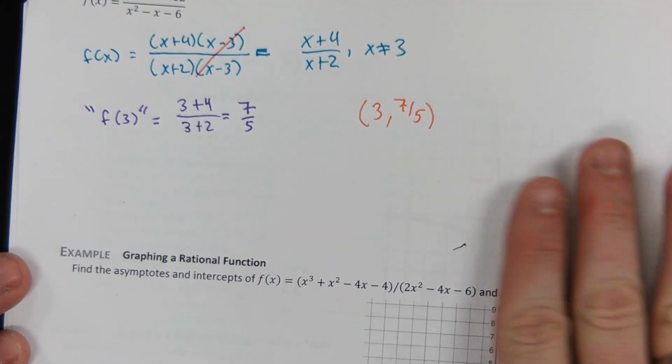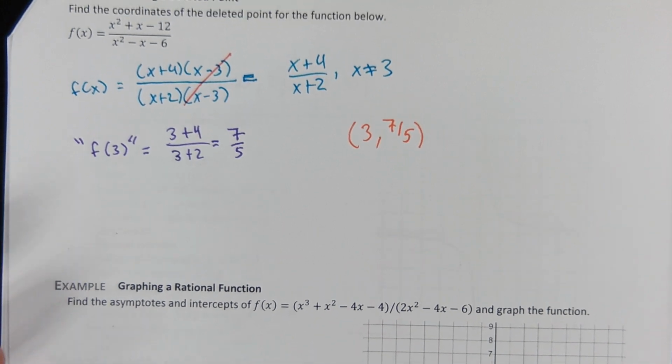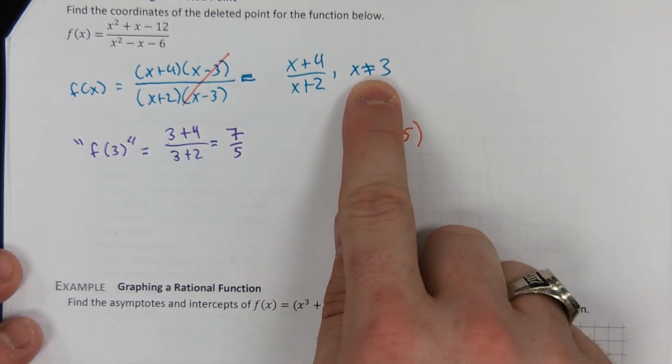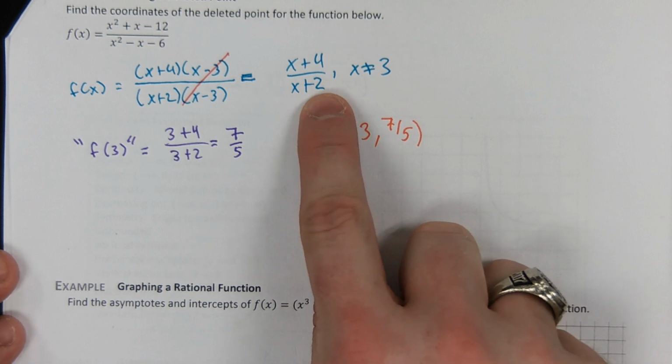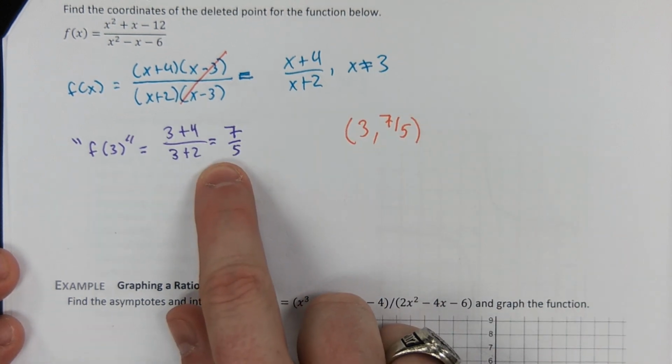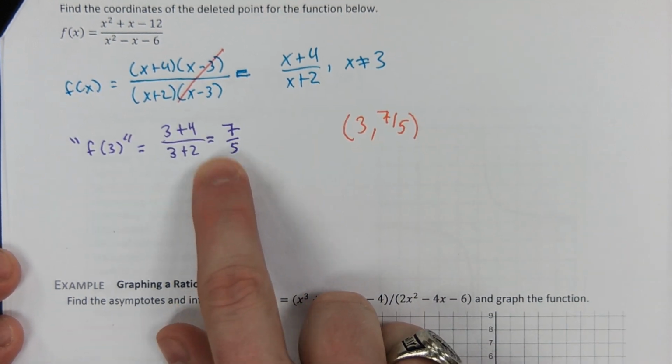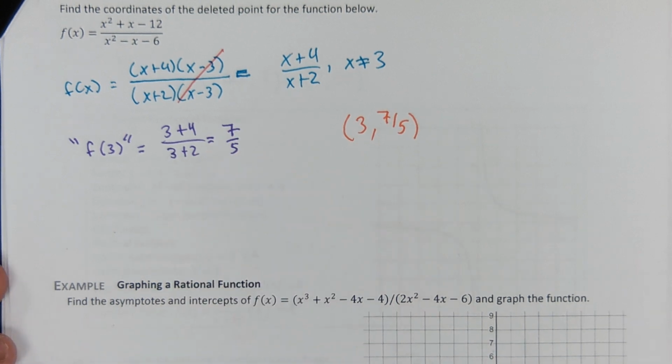So that's how you find the coordinates of your deleted point. Simplify, figure out the x you were never allowed to use, plug it into the simplified version, and that will tell you where the y value would have been if it was allowed to exist.